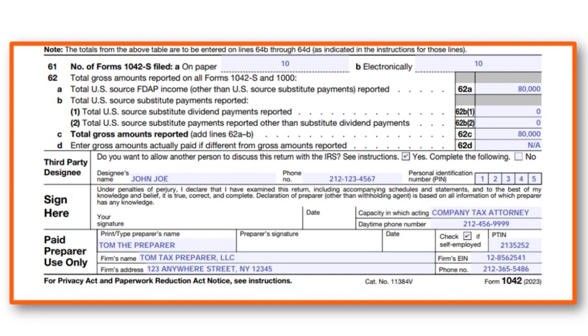If there is a third-party designee that you want to include in the conversation, you put his or her first name, last name, and also the phone number so the IRS can reach out to that person if need be. Then you have to put your signature and the date, and the capacity in which you are acting. Here we put company tax attorney. You have to put the phone number so the IRS can contact you. And if there is a paid preparer, you have to put that person's information, the address, first name, last name, so the IRS can contact them.